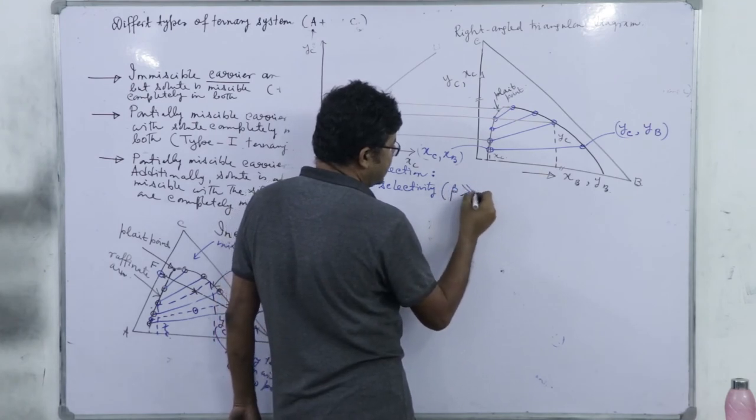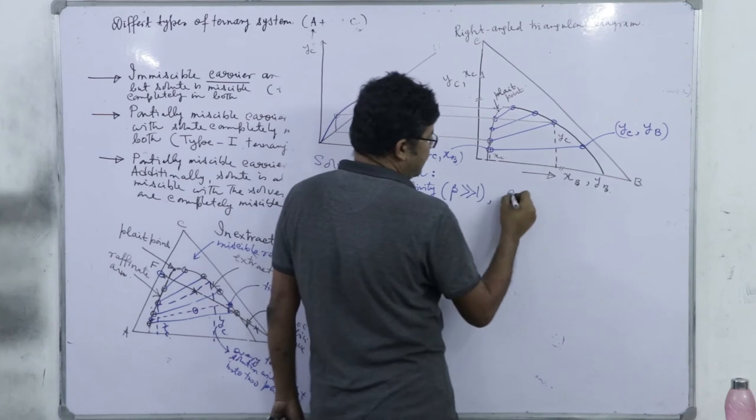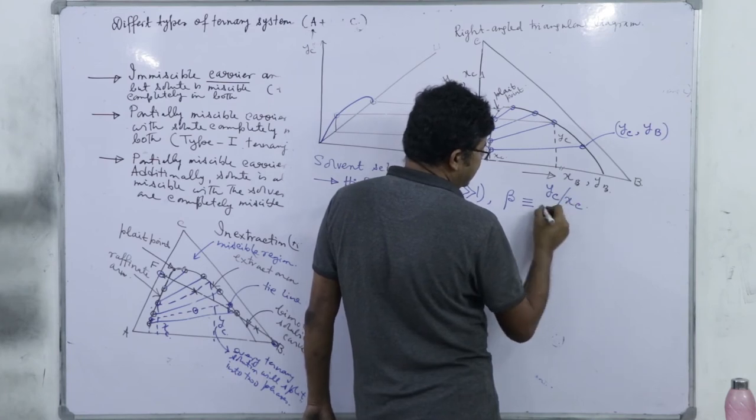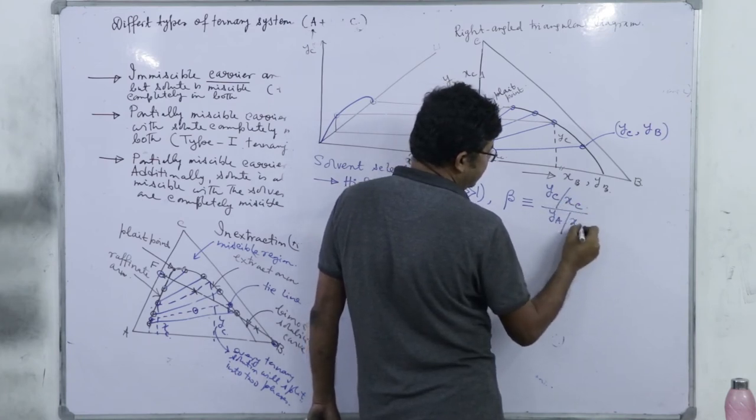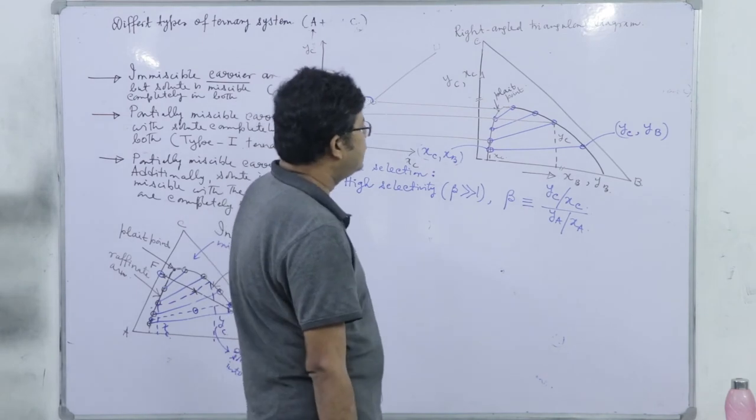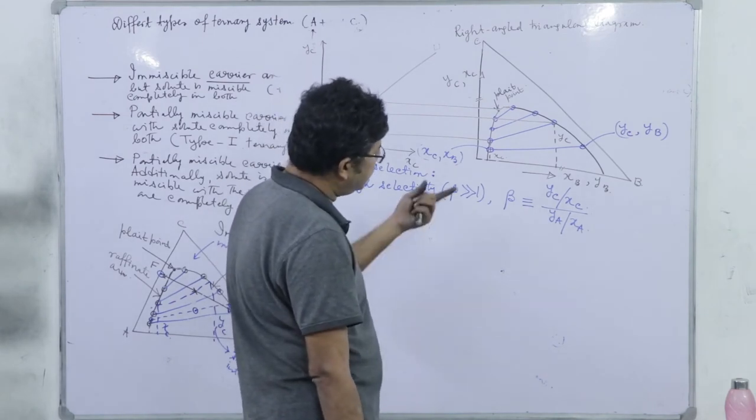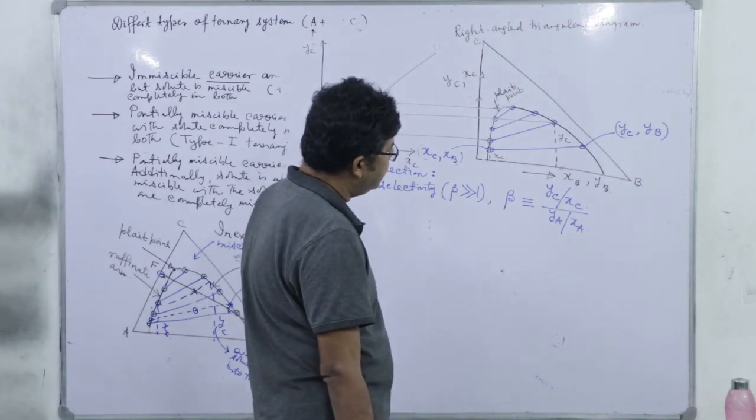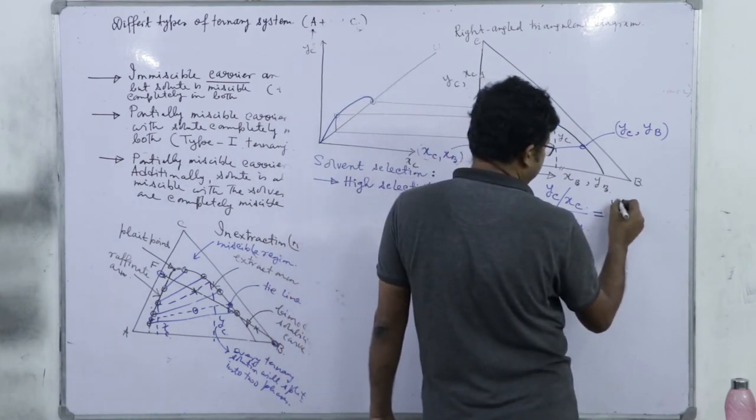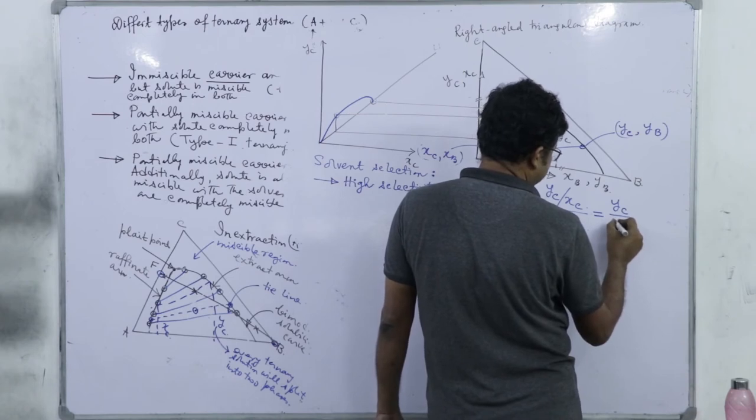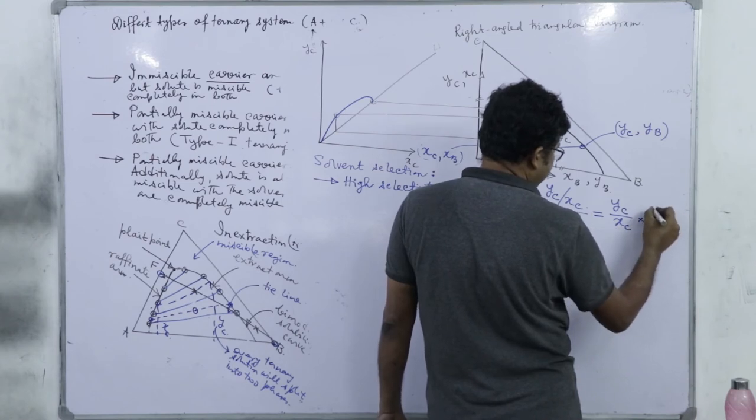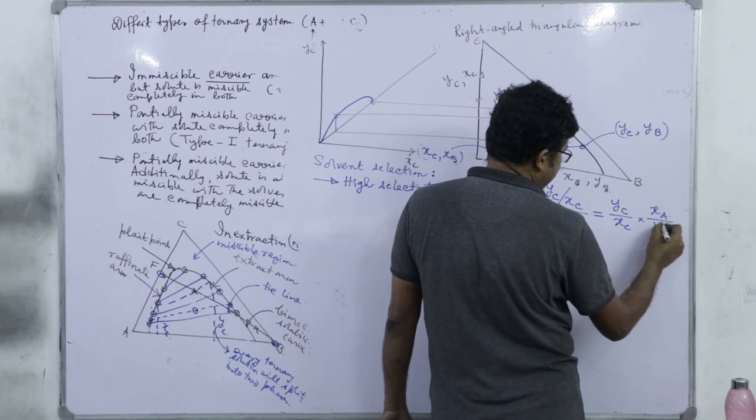Beta much greater than 1, where beta is equal to what? Yc by Xc divided by Ya by Xa. That is the selectivity. Okay. So, Yc, the extract to raffinate of C, divided by Ya by Xa. So, basically this can also be written as Yc by Xc into Xa by Ya.